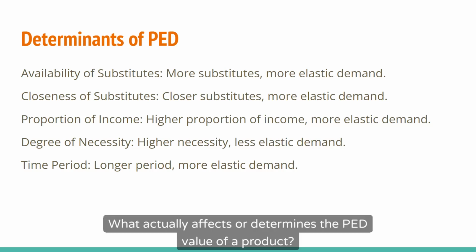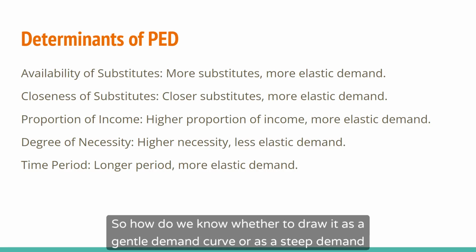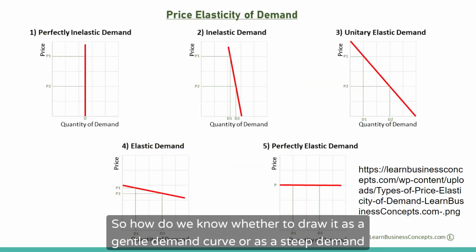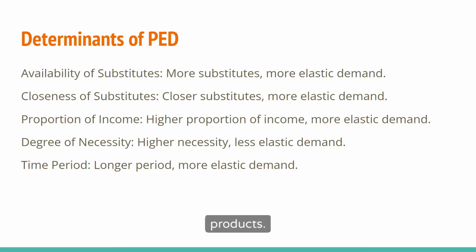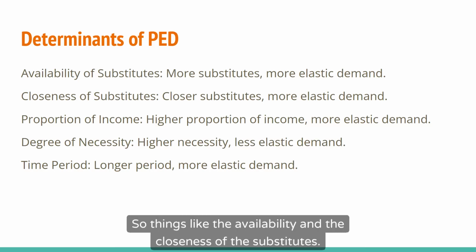Now, what actually affects or determines the PED value of a product? So how do we know whether to draw a gentle demand curve or a steep demand curve? Here we have a list of the factors that will determine the PED values of specific products. So things like the availability and the closeness of the substitutes.